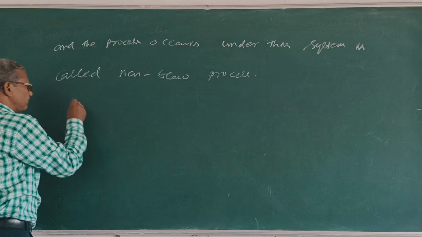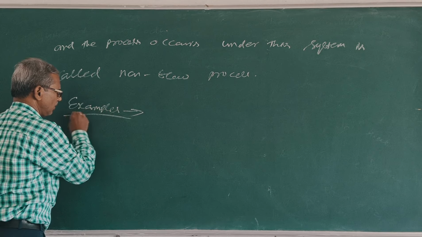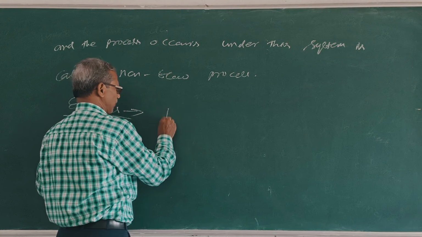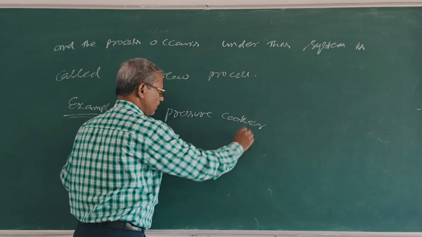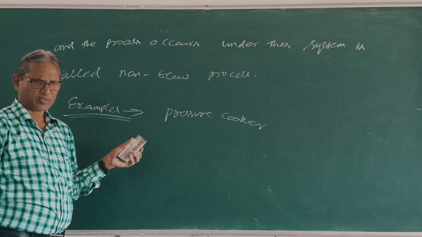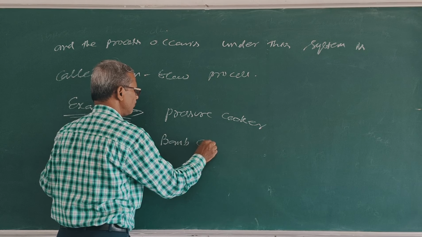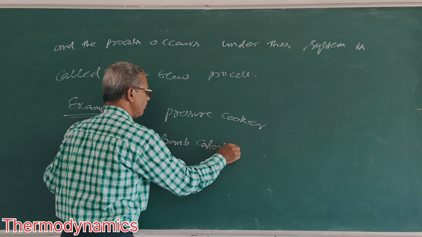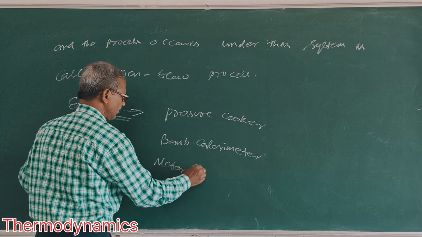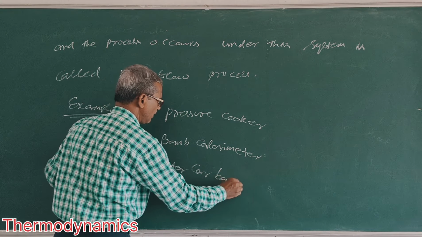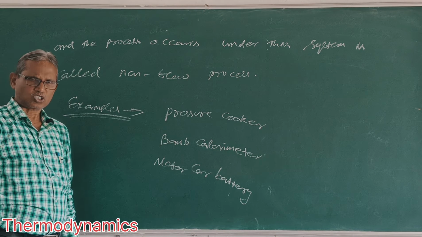What are the examples? Pressure cooker. Clear? I gave the example pressure cooker. Similarly, bomb calorimeter, motor car battery. Clear? These are the examples of a closed system.